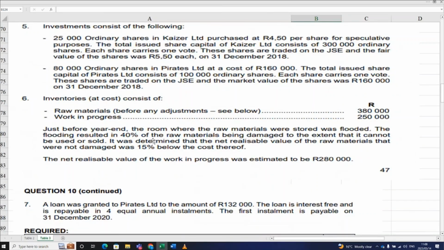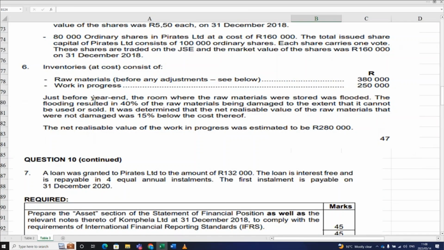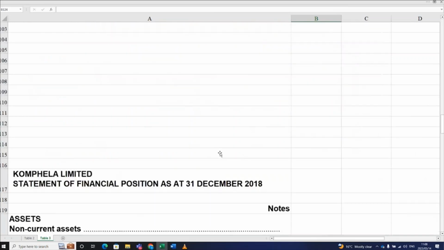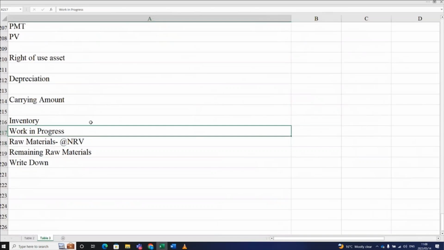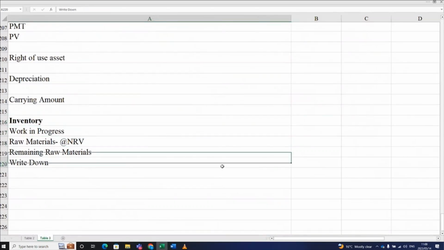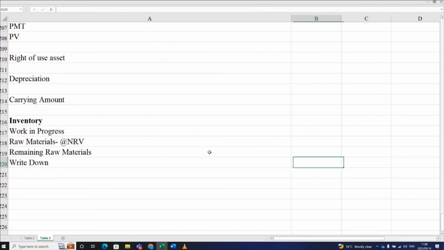Okay, so we know that inventory is carried at the lower of cost and net realizable value. In this case, we see that the work in progress is 250,000 and the net realizable value of the work in progress is 280,000. Okay, so the lower of the two is cost, we'll keep it there. I think I just put the calculation down here somewhere. Okay, so that's the inventory, which we will have at 250,000.